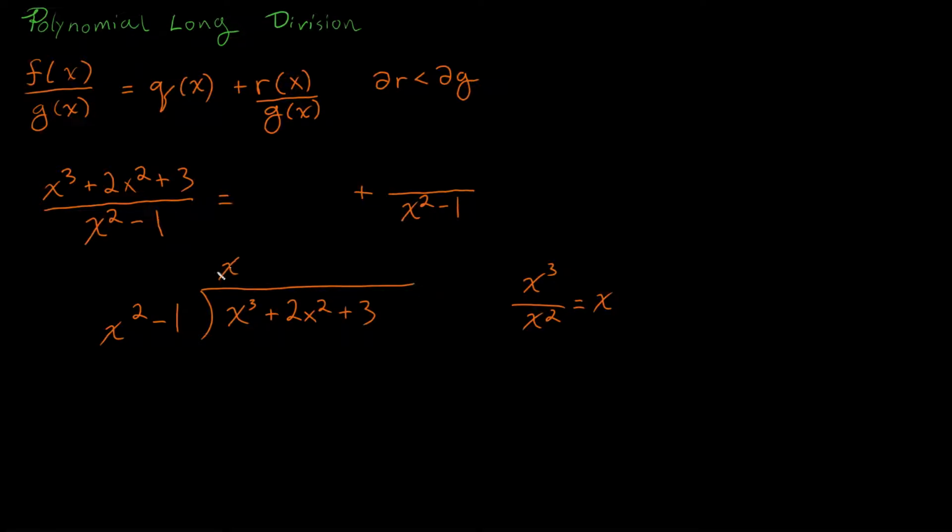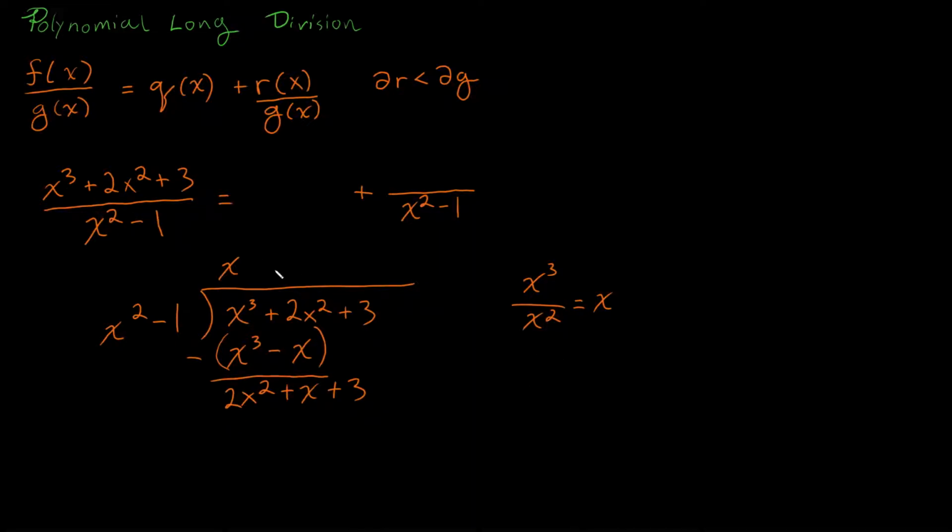Because now look what happens. When we multiply this x by x squared minus 1, we get x cubed minus x. And just like with regular long division, we subtract that from this other polynomial. The x cubes cancel. There's a 2x squared plus x plus 3.